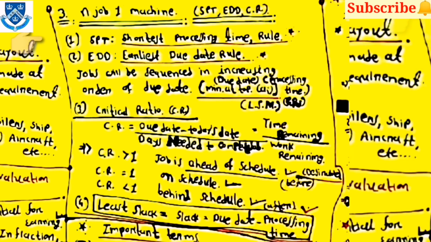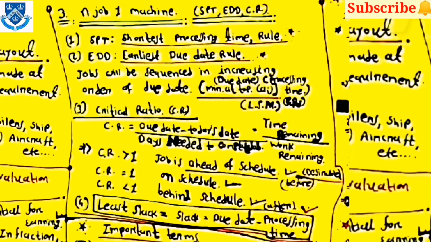Then after that, for n jobs on 1 machine questions, there are 3 methods. First one is SPT, then EDD, and the last one is the CR method. Here SPT stands for shortest processing time, EDD stands for earliest due date rule, and CR stands for critical ratio.